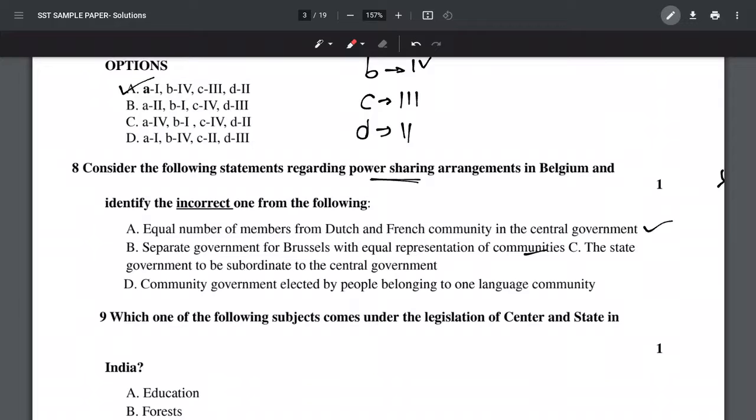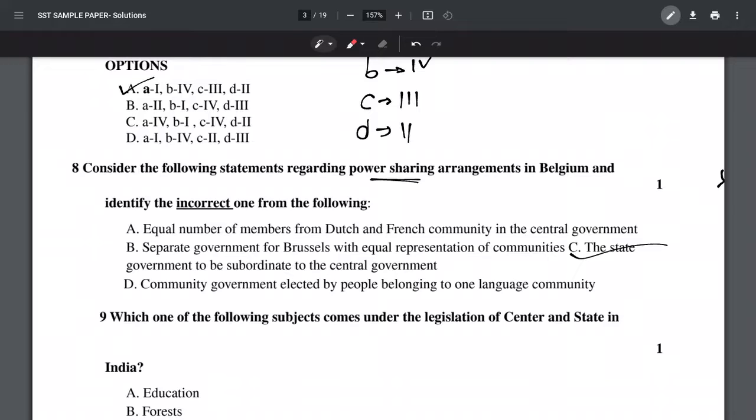Okay. Next, C. The state government to be subordinate to the central government. No, that's the wrong statement. I mean, that's the correct statement to pick. The answer is C because the state government is not subordinate, isn't it? The central and state governments work together, isn't it?